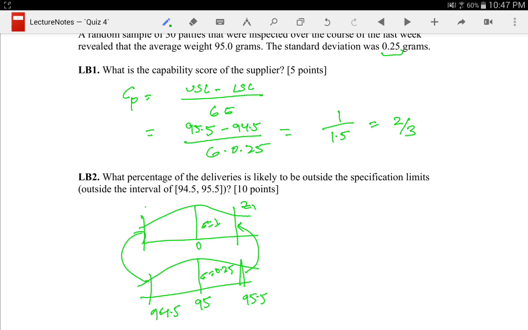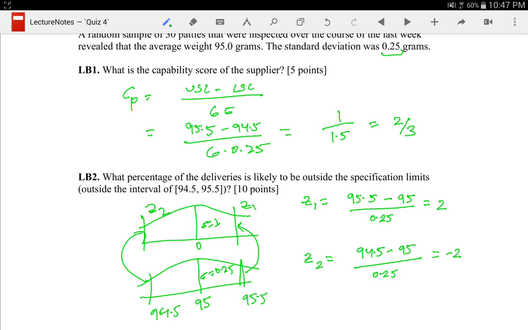So let's call this G1 and let's call this G2. So G1 is equal to 95.5 minus 95 divided by 0.25. This would give you 2. Similarly, G2 equals 94.5 minus 95 divided by 0.25. This would give you minus 2.